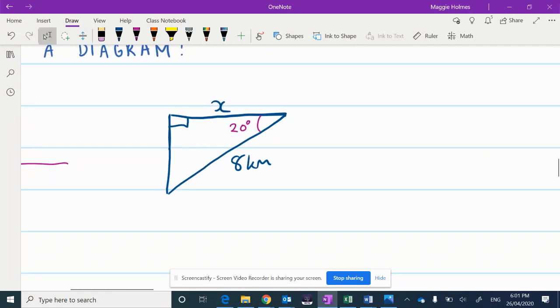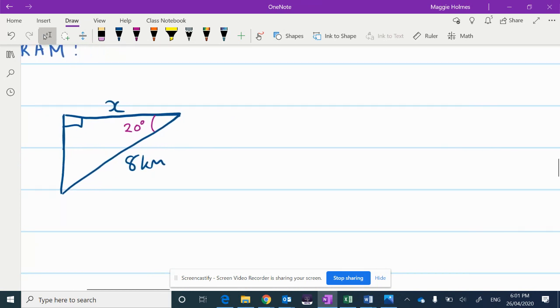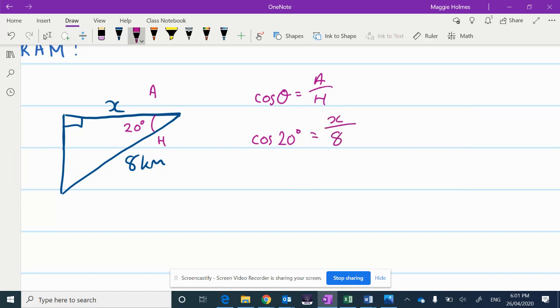It's just easier to redraw a triangle, and now it's just looking like one of the simple trig problems from our earlier exercises, finding the unknown side. We have the hypotenuse and the adjacent side. So we are using cos. Cos of theta is adjacent over hypotenuse. Fill in what we know. Cos of 20 is x over 8.